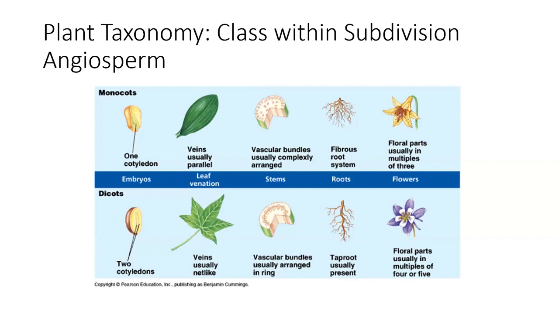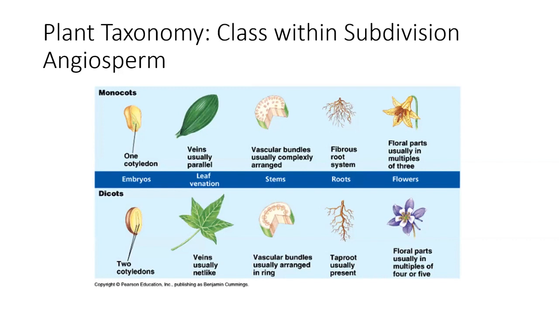Within angiosperms, the way we can break it down is into either monocot or dicot. Monocots are plants that have parallel leaf venation, one seed cotyledon, scattered vascular bundles, often a fibrous root system, and flower parts in multiples of 3.